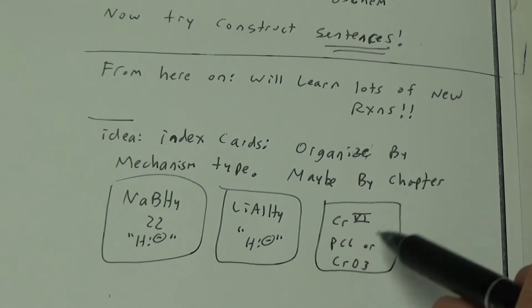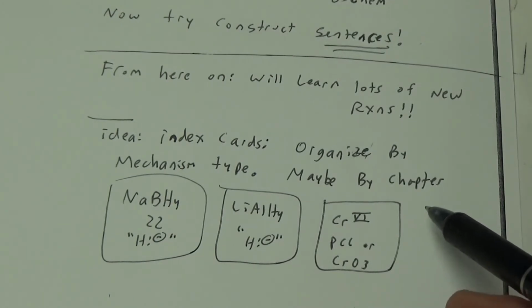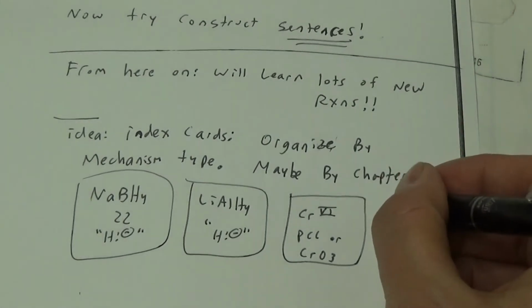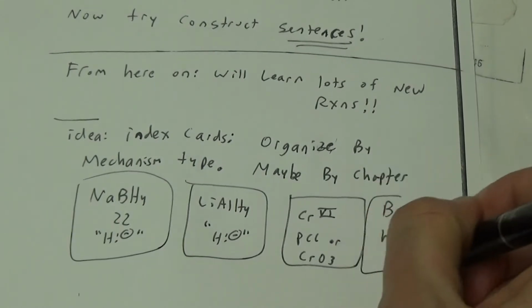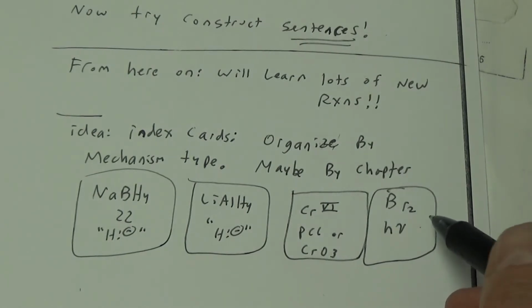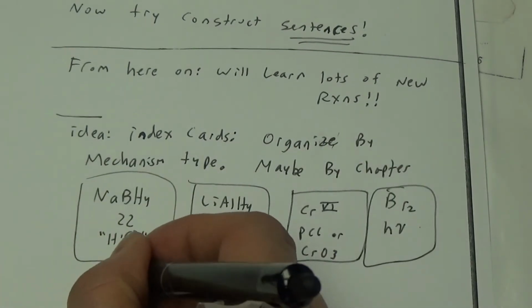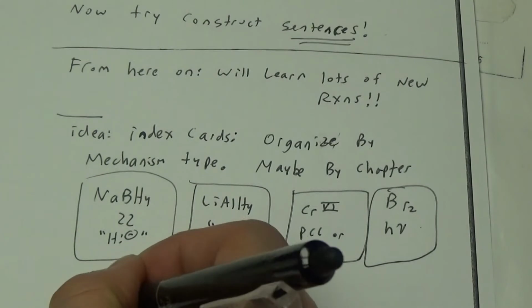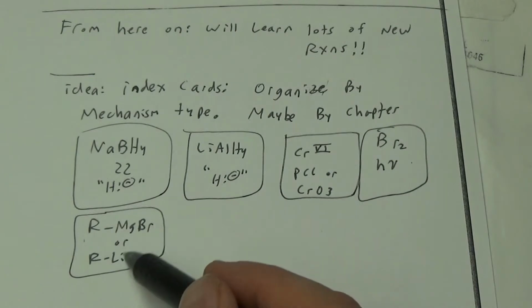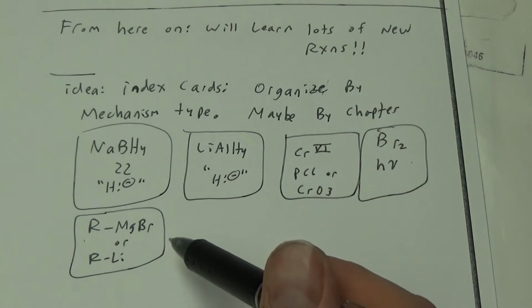So then you can quiz yourself: what's the mechanism of this reaction? I see what it does, but what's the mechanism? That might be a useful thing. Others, maybe Br2 and light. Remember that one? First thing you learned. Radical bromination, right? And there's a four-step kind of complicated mechanism. Radical halogenation of an alkane. We also now know R-MgBr or R-lithium. They basically do the same thing. But you might show the synthesis, how do you make them, and then how do you use them. Those kind of things. But you need some way to keep all this straight in your mind.